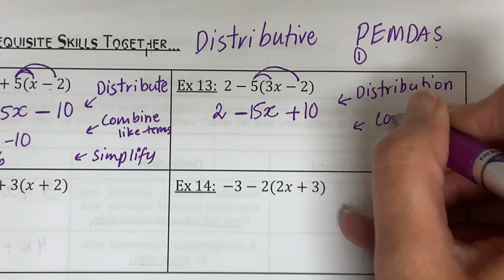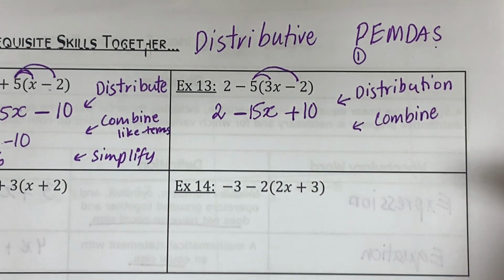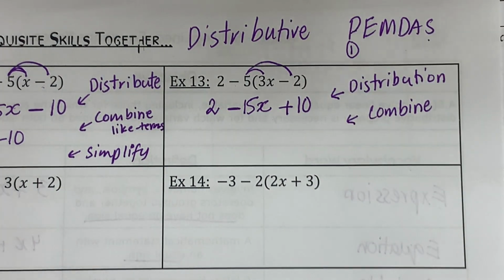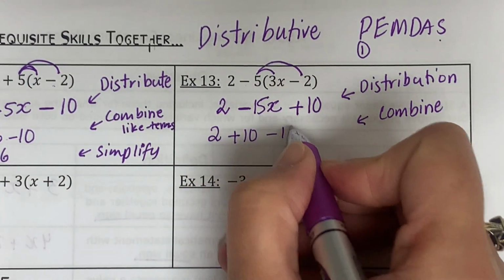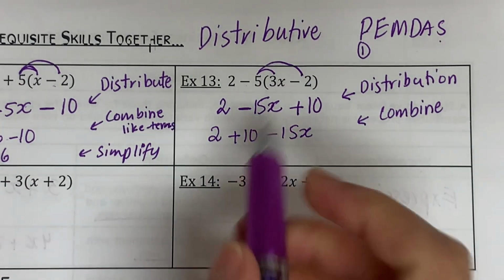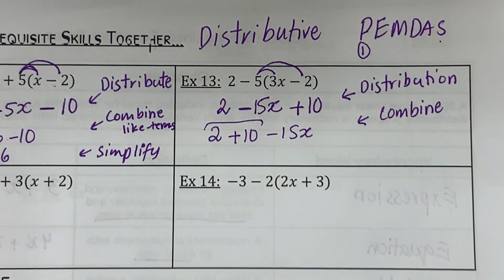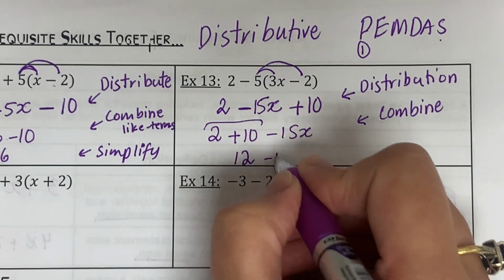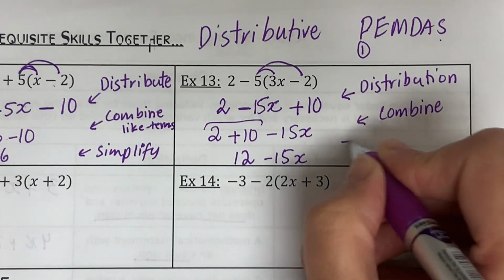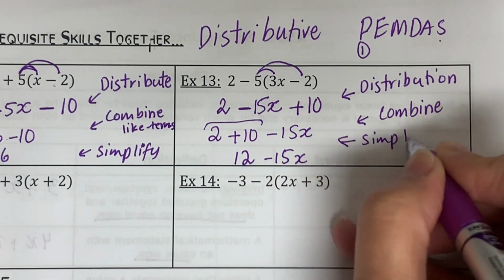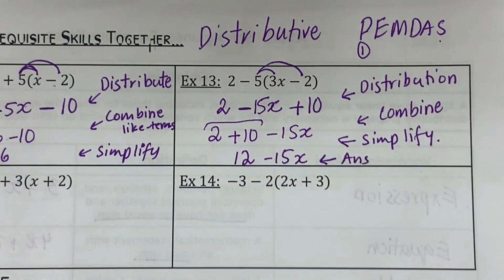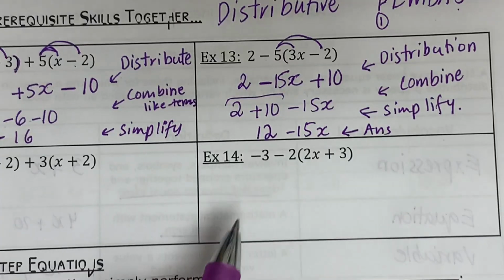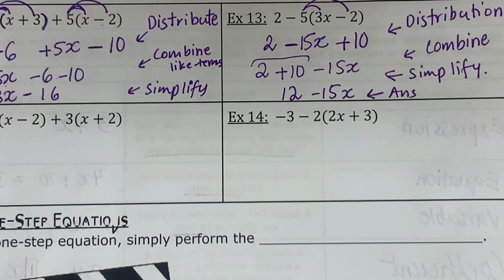Next, I have to combine because I have 3 terms. 2 of them are similar to each other. In this case, it's the numbers. 2 plus 10 minus 15x. These are the like terms that I've combined. 2 plus 10 is 12, minus 15x just copies down. This step was simplify, and this is my answer. You should be able to do number 14 on your own at this point.